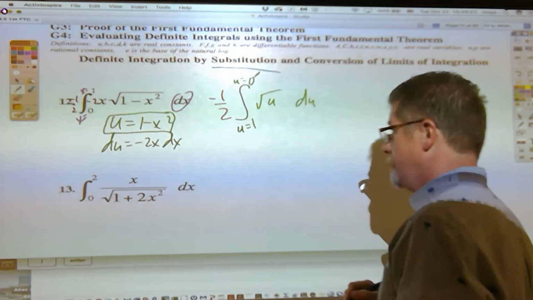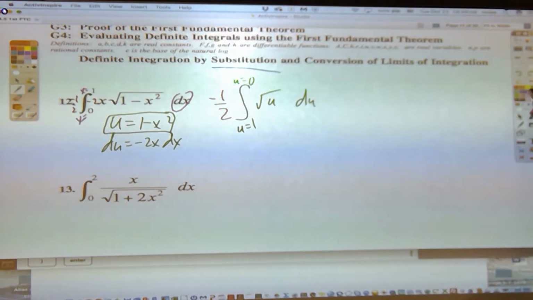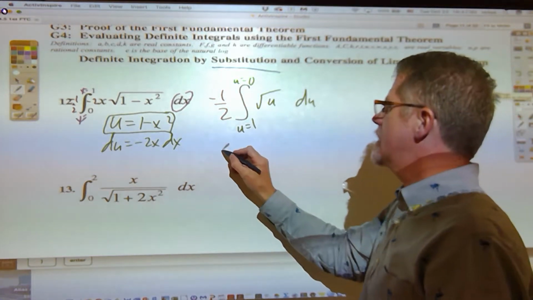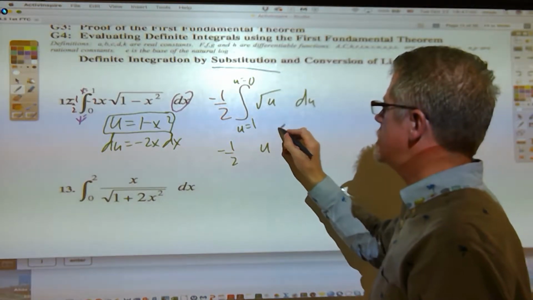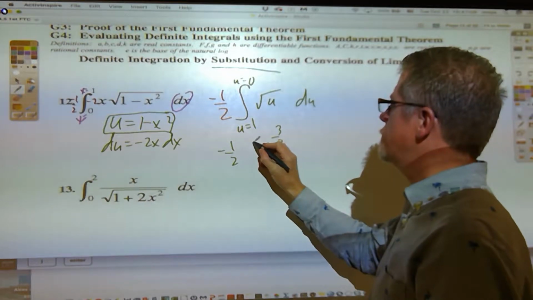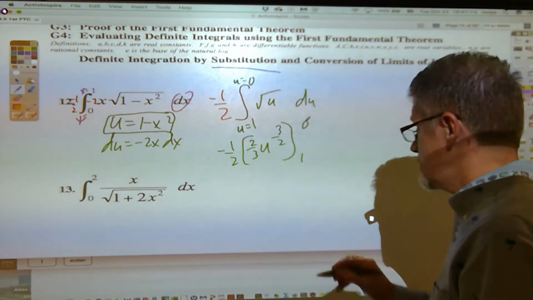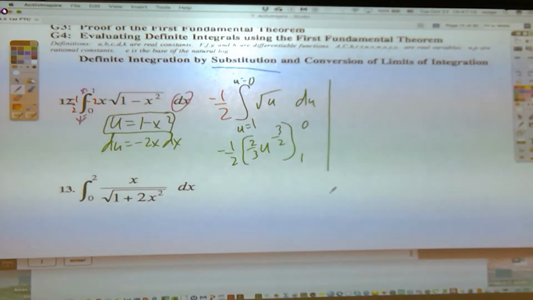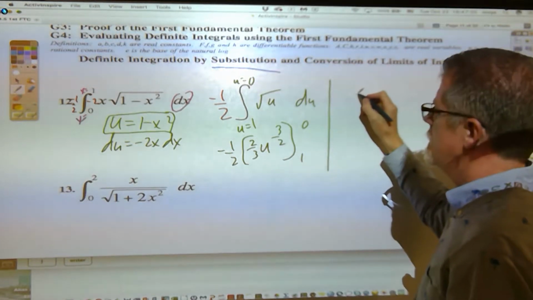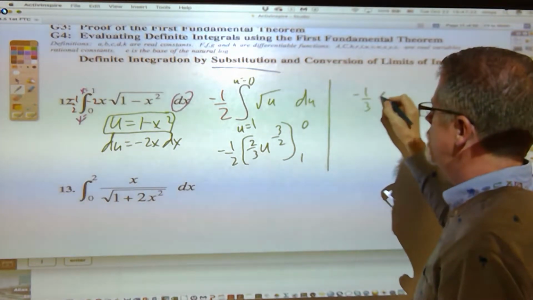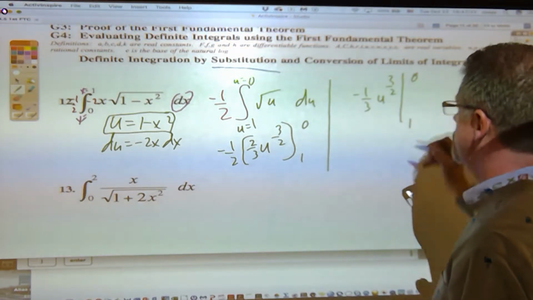So now we have a significantly less complicated problem. We know how to find the antiderivative. This is going to be negative 1/2 times the antiderivative of u to the 1/2, which is u to the 3/2 divided by 3/2, or times 2/3. And that's going to be evaluated from 1 to 0. By the way, let's simplify that. I'm going to bring the negative 1/2 in. So that's going to be negative 1/3 u to the 3/2 evaluated from 1 to 0.